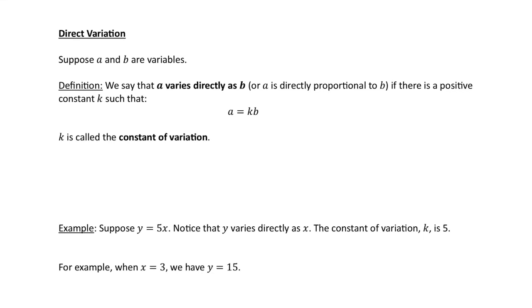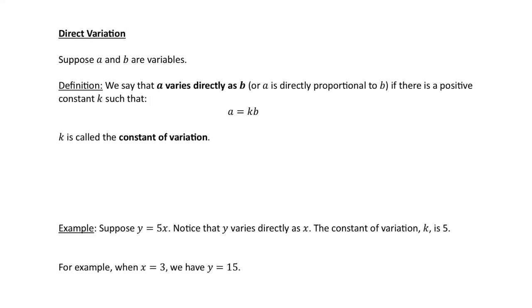In this video, we're going to talk about direct variation. Suppose A and B are variables. We say that A varies directly as B, or A is directly proportional to B, if there is a positive constant K such that A is equal to KB. And K is called the constant of variation, or the variation constant.